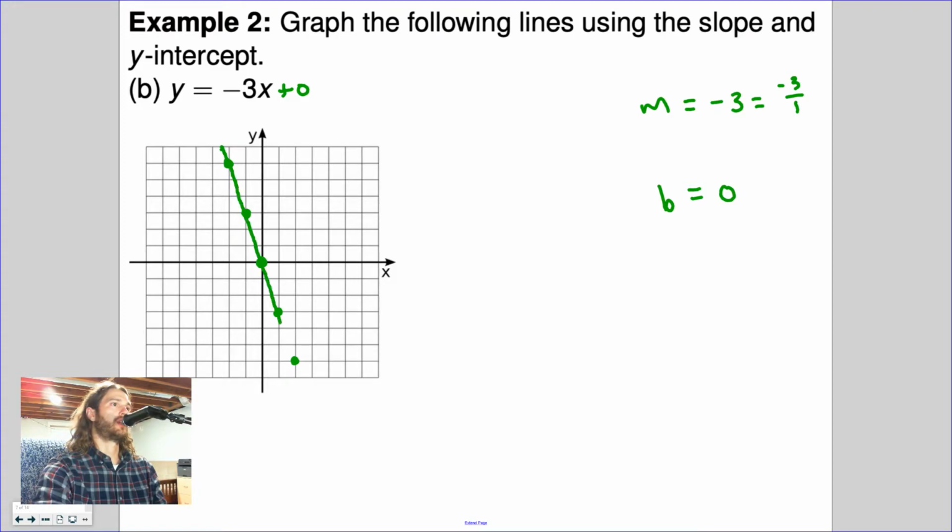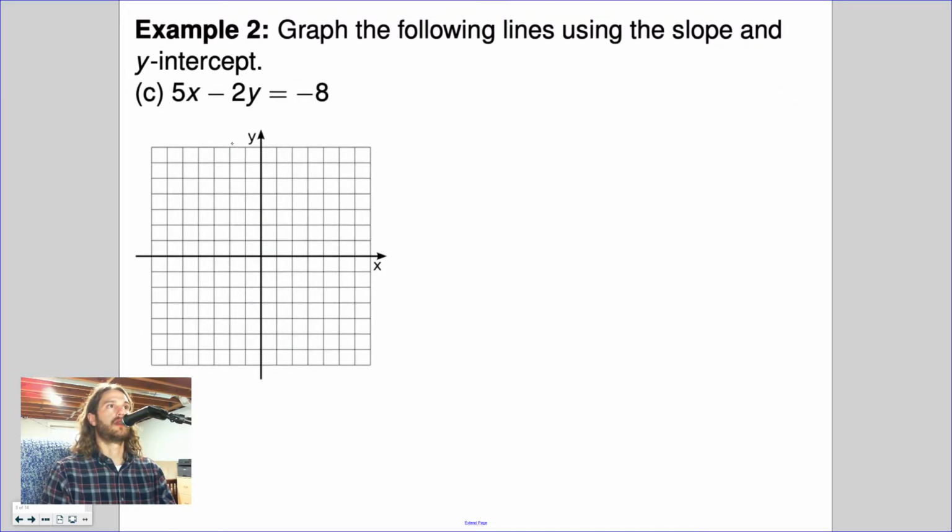Time for a color change. Maybe not. I'm kind of digging the green. I am digging the green. This is something else, let me tell you. All right, let's go. Next one.